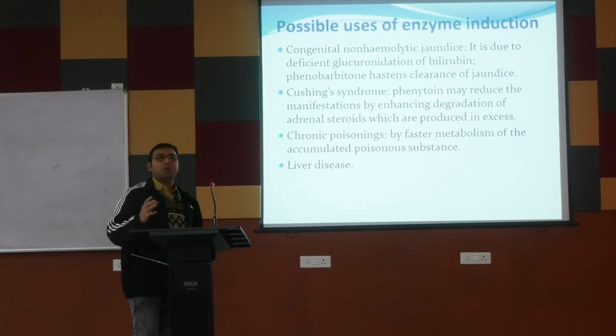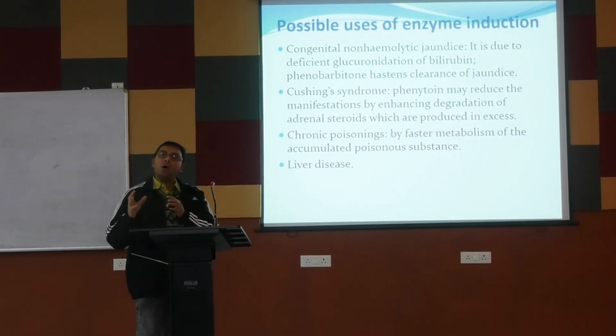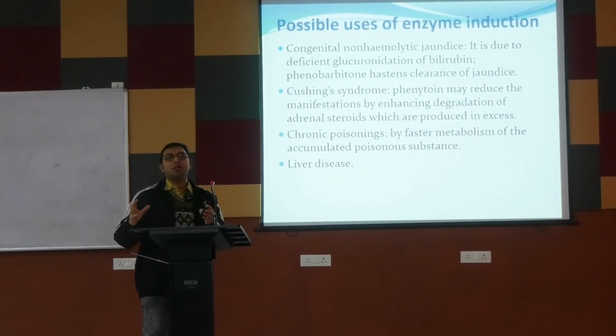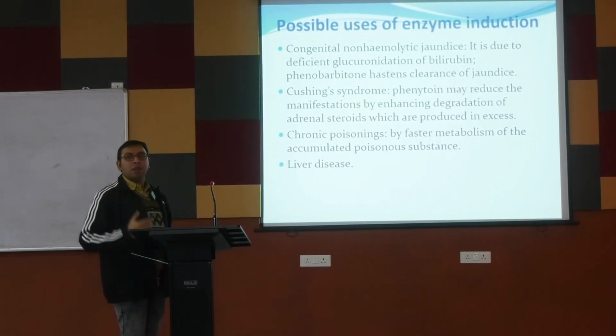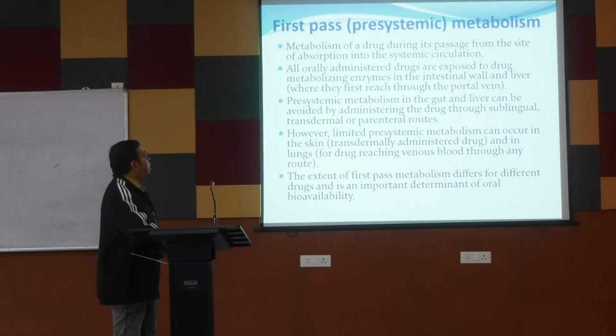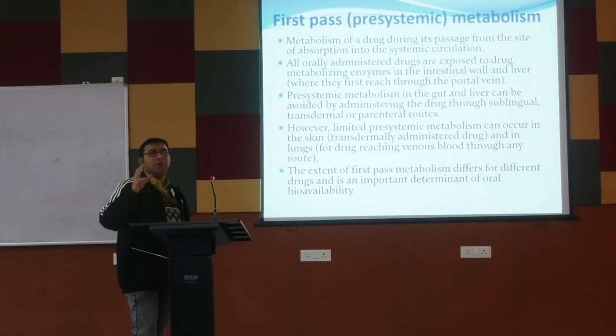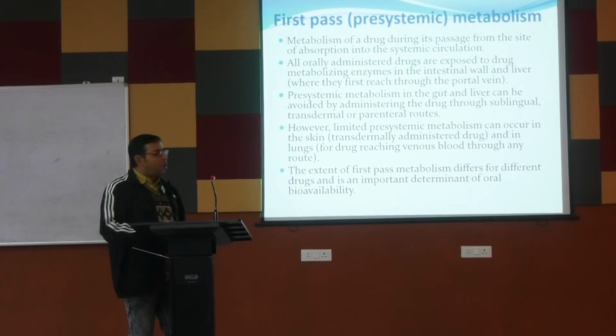So these are the uses, because this inhibition or induction is also used for treatment of other diseases, because we need immediate treatment or we need the poisonous substance to be removed. That's why. Lastly, coming to the first pass or pre-systemic metabolism, you have read something about this in bioavailability.